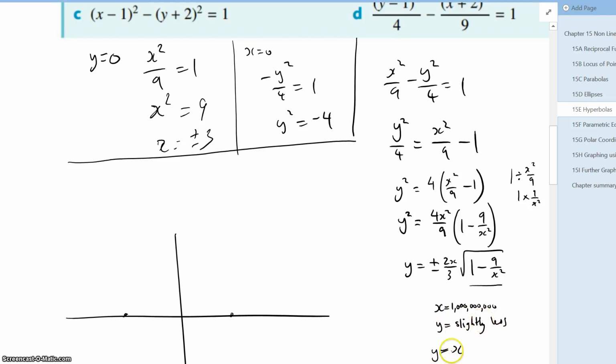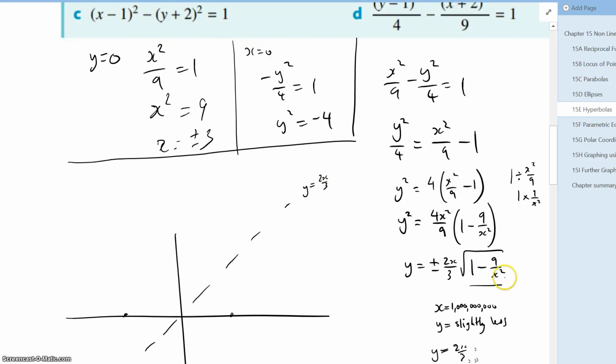Oh, sorry, when I say y equals x, I shouldn't have that. I should have y equals 2x on 3. And it's going to be slightly less than that number each time. Hopefully that makes a little bit of sense to you. So we're going to get this asymptote that comes and does something like that, and this is going to be the line y equals 2x on 3.